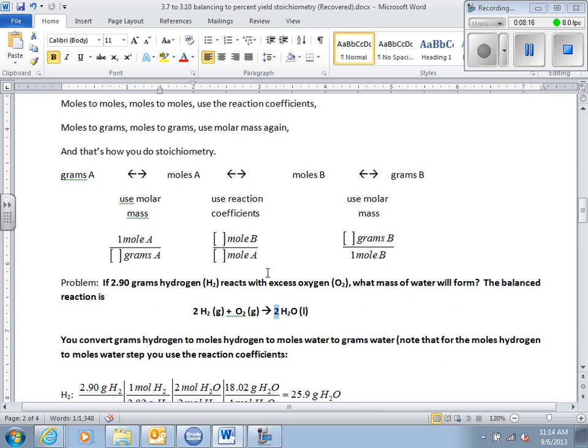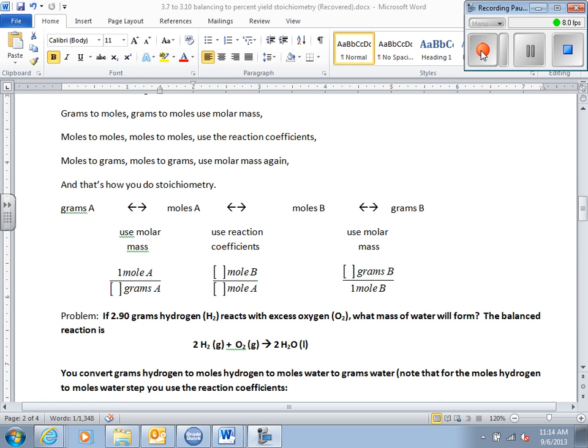So here's a problem. We have 2.9 grams of hydrogen that reacts with excess oxygen, so we don't care about the oxygen. We'll learn about this excess concept later. What mass of water will form? You should know water is H2O by now. And you're given a balanced reaction.